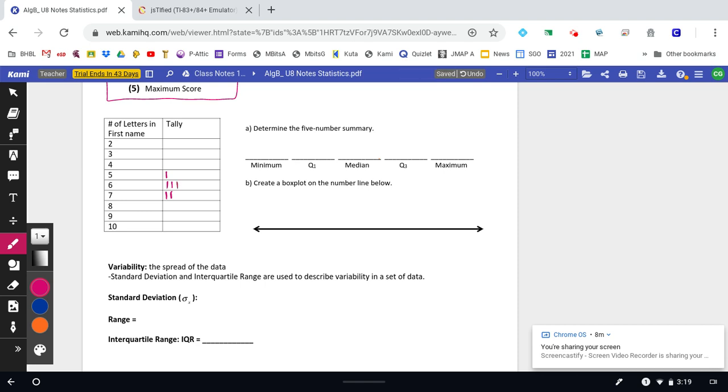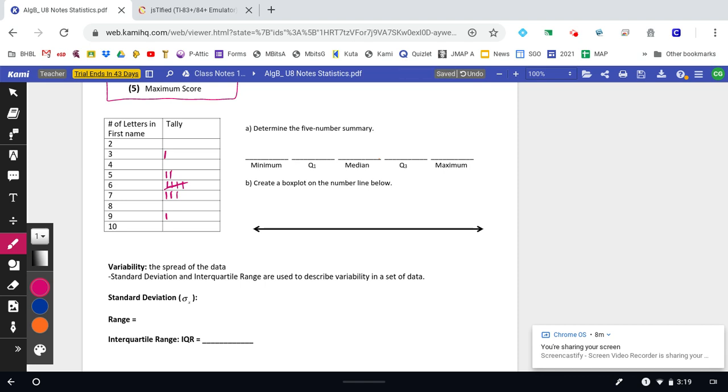Brianna, also 6, Tyler's got 5, Carissa has 7, Shelby has 6, Samuel also has 6, and just for fun, I'm going to add myself in here. My full name is Christine, and Mrs. Rockwell. Mrs. has got 3 letters in there. So we're going to go with Mrs.